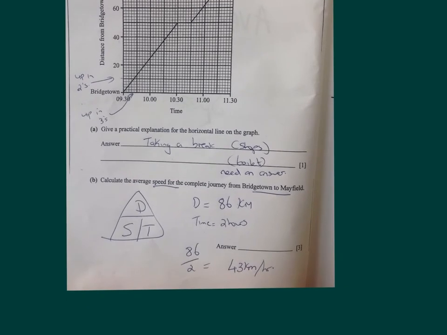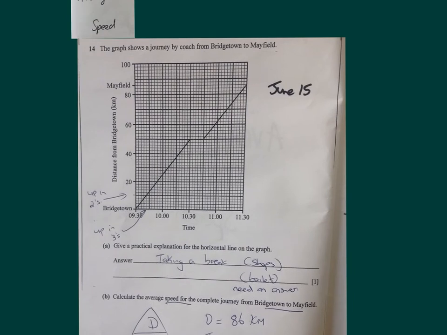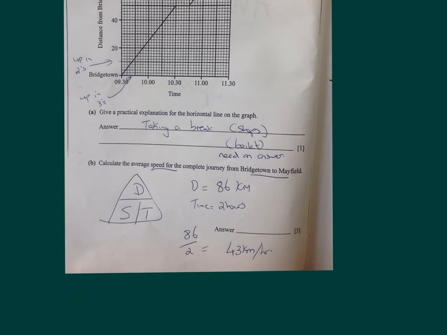Okay, the average speed for the complete journey from Bridgetown to Mayfield. So we know the distance. If we look at the distance, it takes us right to the top, which is this number here. You go across and you work out, because we know they're going up in 2s, use a ruler and that gets you to 86. So we know the distance is 86. We don't know the average speed. We're trying to find that.